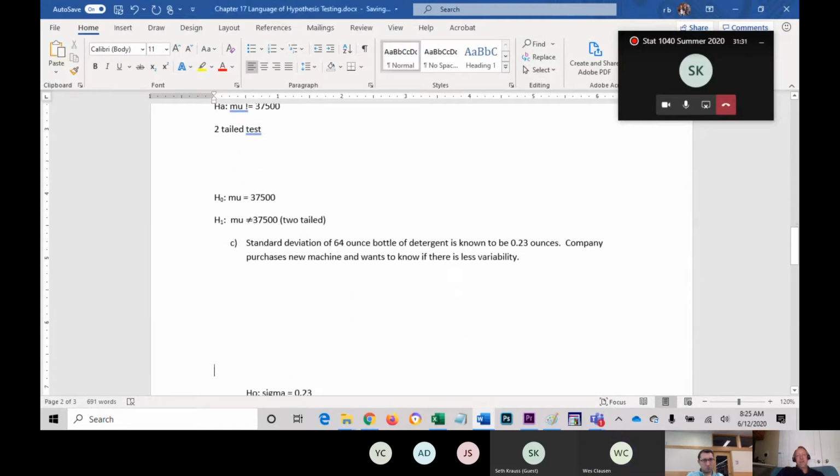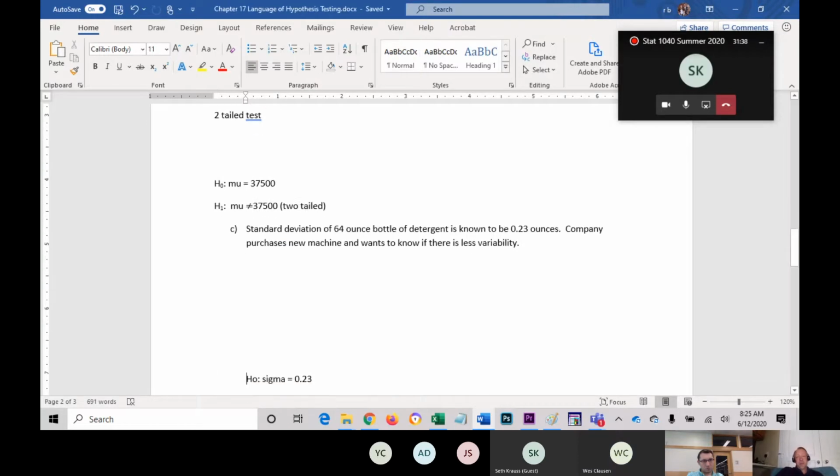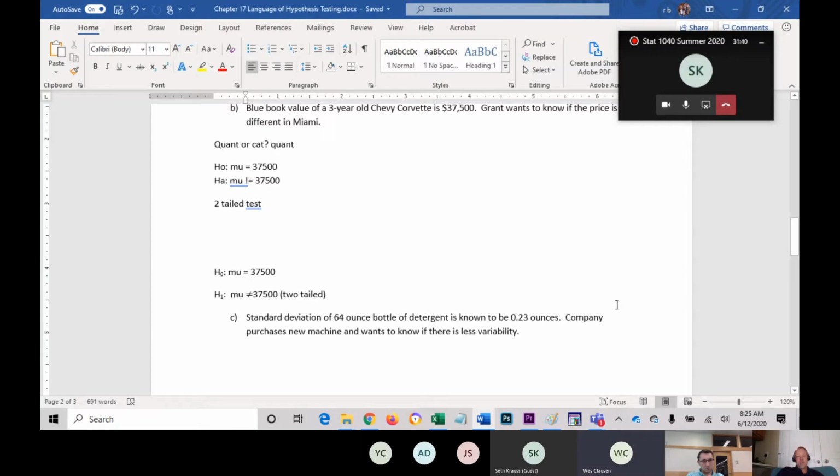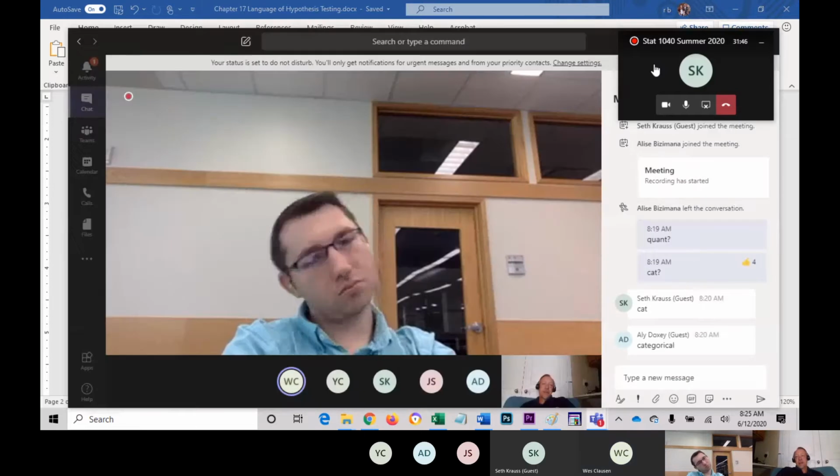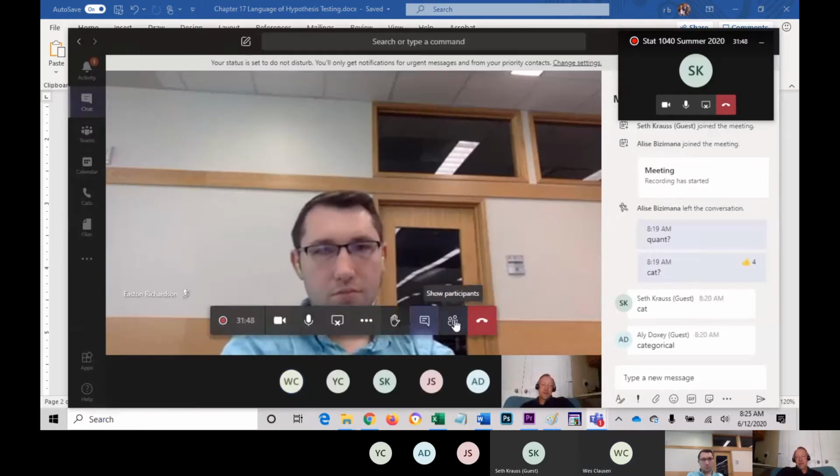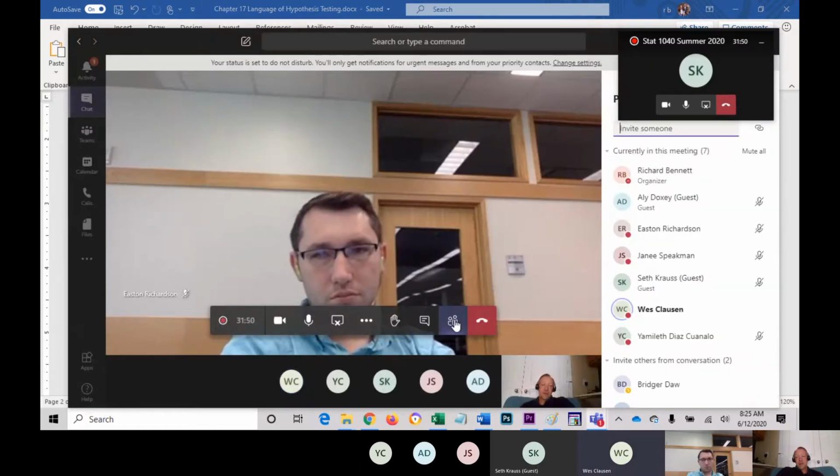Okay. So the standard deviation of a 64-ounce bottle of detergent is known to be 0.23 ounces. A company purchases a new machine and wants to know if there is less variability. So let's see here. Whose turn is it to pick on? Allie, what do you think?